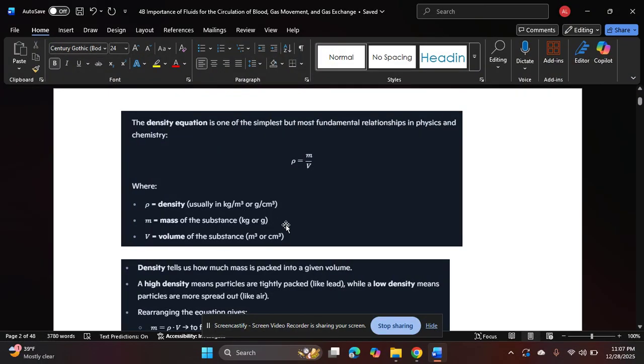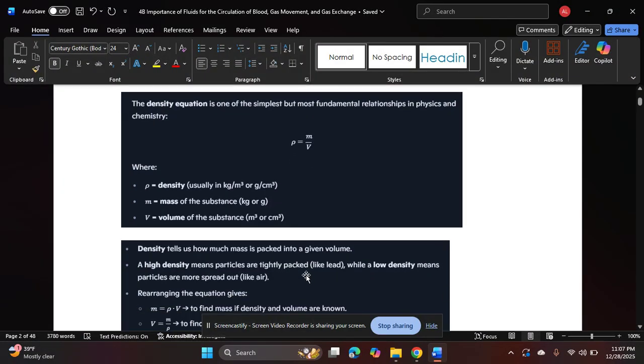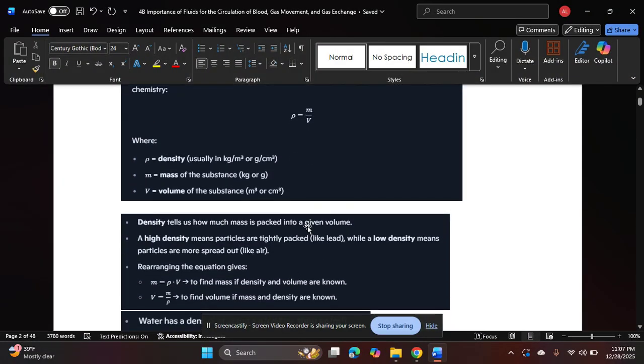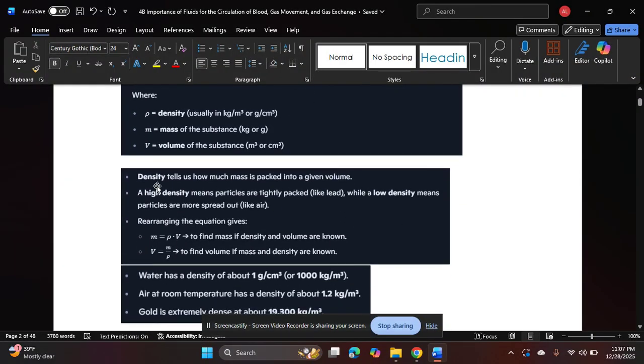M is the mass of the substance, in kg or gram. V is the volume of the substance. So density tells us how much mass is packed into a given volume. High density means particles are tightly packed, like lead, while low density means particles are more spread out, like air. Rearranging the equation, mass m is equal to rho times v, to find mass if density and volume are known. V is equal to mass by rho, to find volume if mass and density are known.